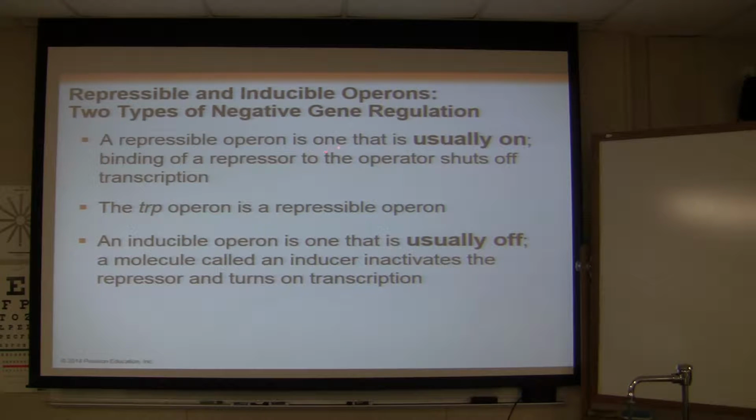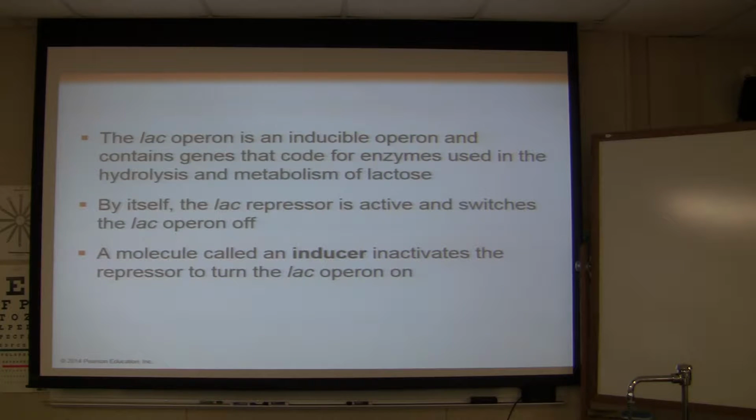A repressible operon is one that is usually on. Binding of a repressor to the operator shuts off transcription. The trp, tryptophan operon, is a repressible operon. An inducible operon is one that is usually off. So inducible is usually off, and repressible is usually on. A molecule called an inducer inactivates the repressor and thus turns on transcription.